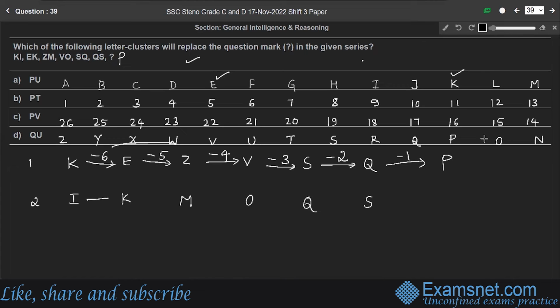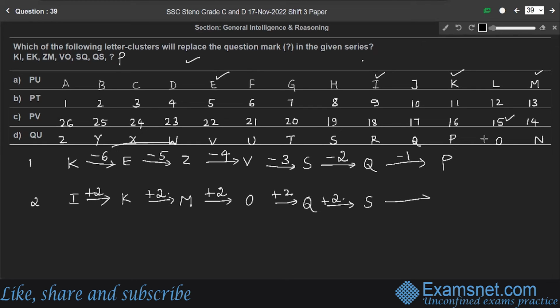Let us consider all the second letters. In the first cluster, we have I as the second letter. I is 9. In the next cluster, we have K, so I plus 2 is K. In the third cluster, we have M as the second letter, so K plus 2 is M. In the next cluster, we have O as the second letter. O is 15, M is 13, so add 2. O plus 2 is Q in the next cluster, and Q plus 2 is S.